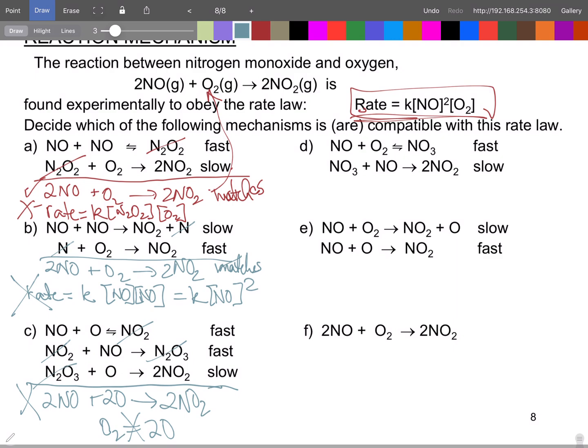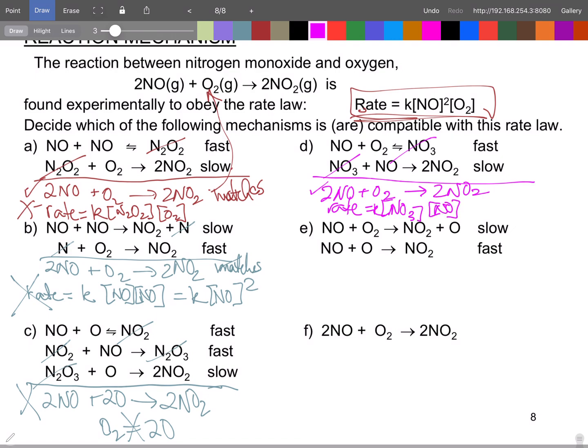All right. So the next one, we'll move forward to the pink. All right. We're going to add them together. We have the NO3 going away. We have 2NO plus O2 yields 2NO2. So that works. But our rate, according to the slow step here, is k times NO3 times NO, none of which appear in our rate law, so that one doesn't work.